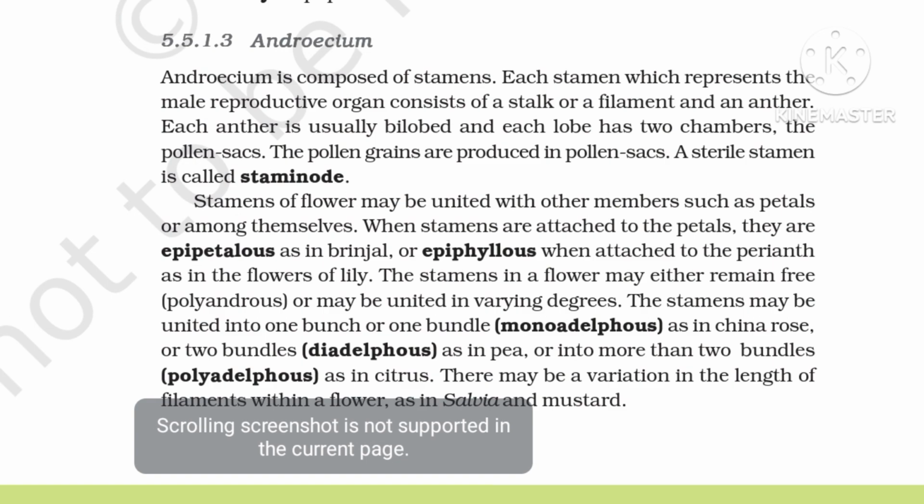Stamens of a flower may be united with other members such as petals or among themselves. When stamens are attached to petals, they are epipetalous, as in brinjal, or epiphyllous when attached to the perianth, as in flowers of lily. The stamens in a flower may either remain free, polyandrous, or may be united in varying degrees. The stamens may be united into one bunch or bundle, monadelphous, as in China rose, or two bundles, diadelphous, as in pea, or into more than two bundles, polyadelphous, as in citrus. There may be variation in length of filaments within a flower, as in salvia and mustard.